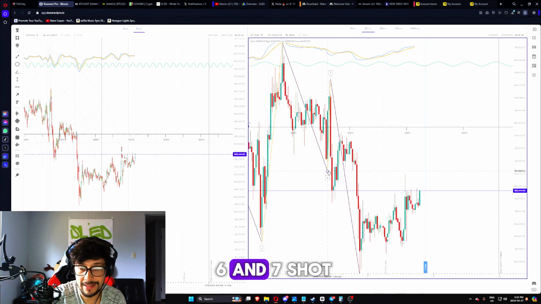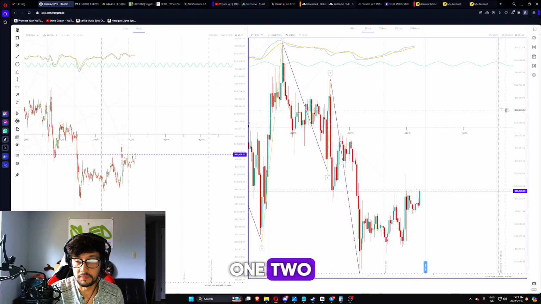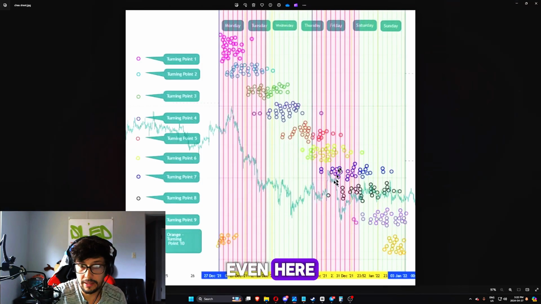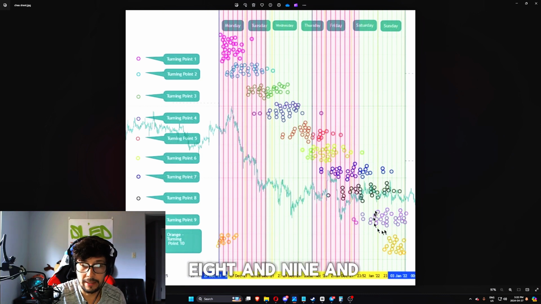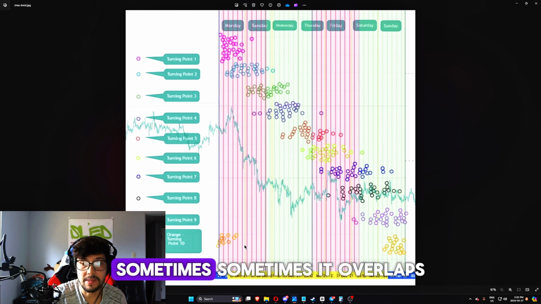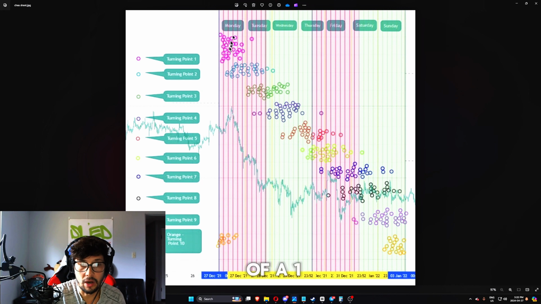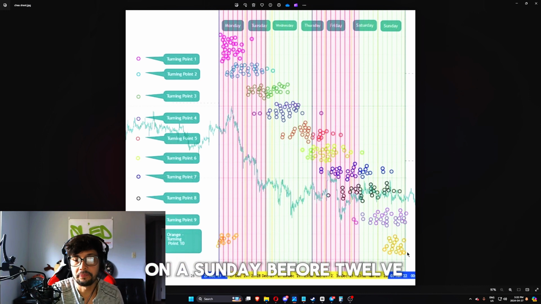As you can see, 6 and then 7 shot right up. It was literally two candles, right? 1, 2, 3, 7 came in, went down. It was a downturn. Even here, you can see that 6 is closely followed by 7. Then we got an 8, a 9, and obviously a 10. A 10 usually comes in at the very end of quadrant 4, by the end of the cycle. Sometimes it overlaps and goes into a Monday, but then it's followed right away by a high of a 1. But most of the time, 10 will come in on a Sunday.